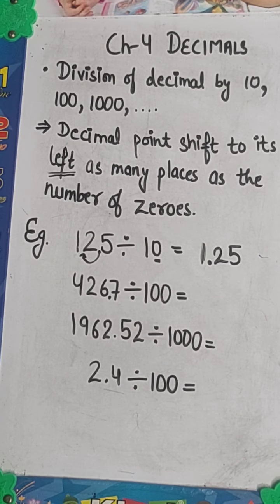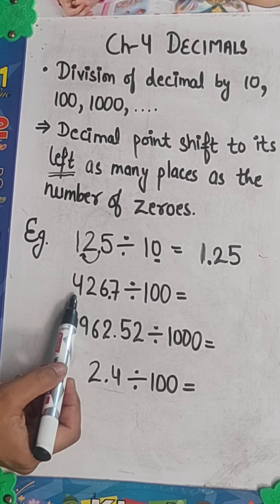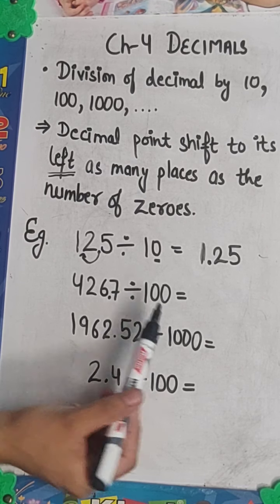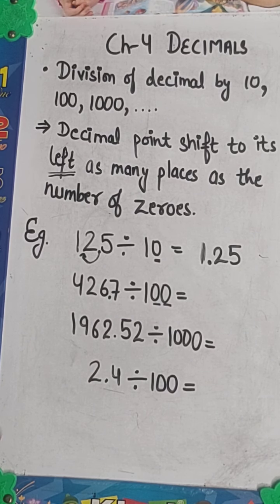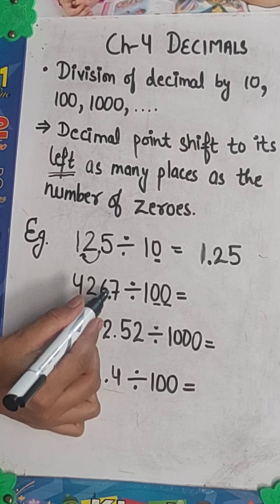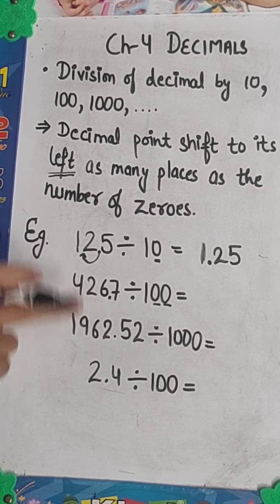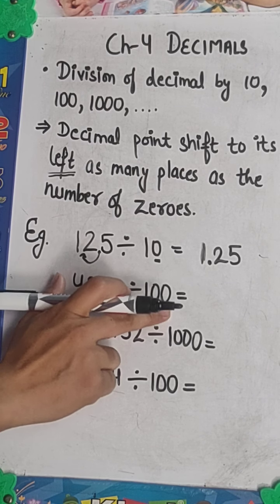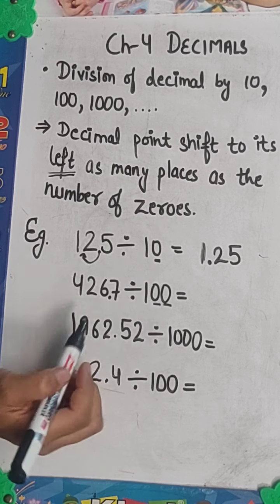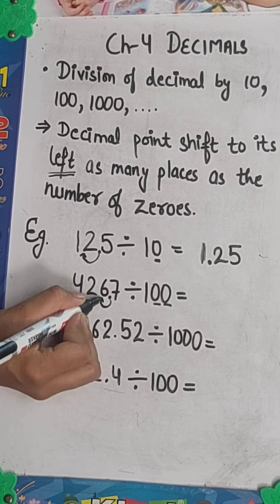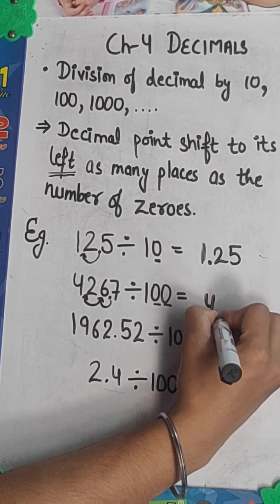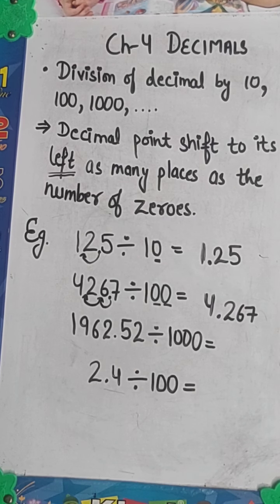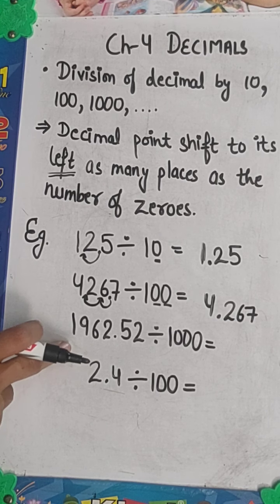We will get 1.25. In the same way, if I have to divide 426.7 divided by 100. So look here everyone, in this case we are having 2 zeros. How many zeros are there? We are having 2 zeros. So the decimal place will shift toward the left. As for division, the decimal place will shift toward the left. And how many places will it shift? It will shift 2 places, as we are having 2 zeros. So shift it 2 places to the left, 1 and 2. Means after 4 we have to put the decimal. So we will write it as 4.267.